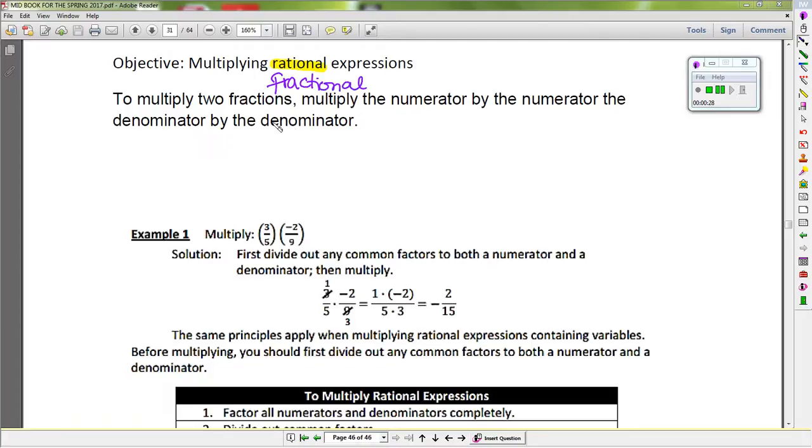So let's just review something very simple. If you multiply two fractions, you multiply the numerators by the numerators and the denominators by the denominators. So if I give you this fraction, 3 over 5, 3 we call the numerator, and 5 will be the denominator.